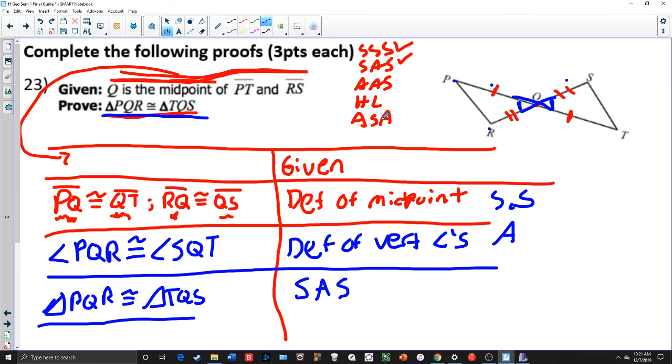But in this case, I was able to use midpoint to get two sides, and then I was able to use vertical angles to get my angle, and that allowed me to get side, angle, side. So always look in your given for things like midpoint or bisectors, because midpoint and bisectors tell you that things are going to be equal. Midpoints cut segments in half, bisectors cut segments or lines in half. And again, past homeworks and quizzes have used those as well.